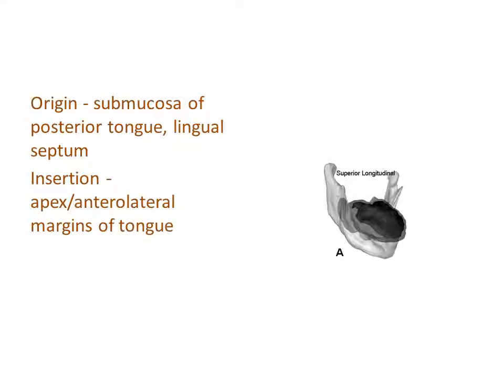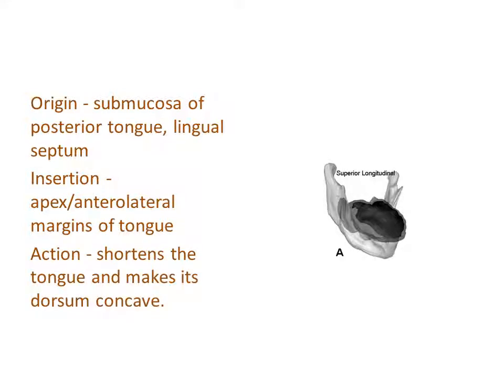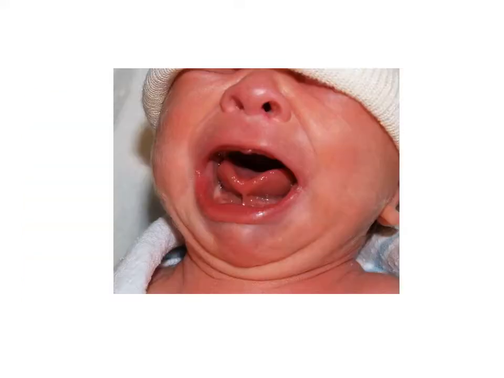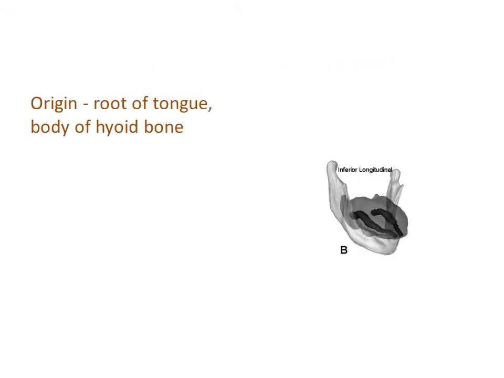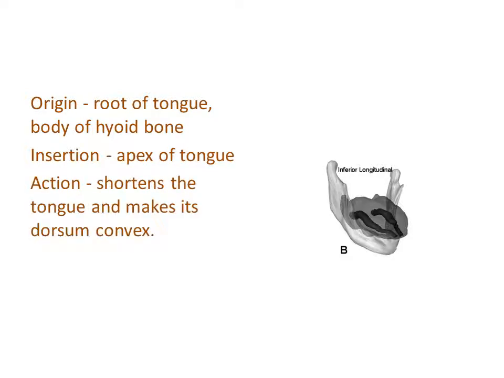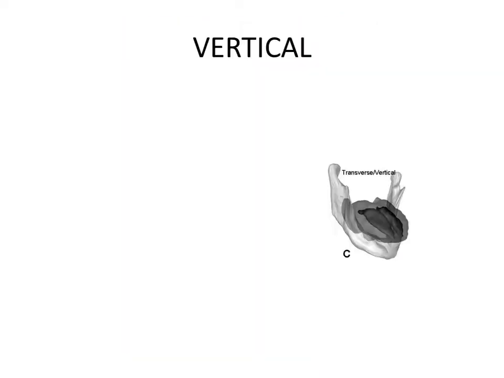These superior longitudinal muscles insert into the apex or anterolateral margins of the tongue, so covering the whole superior surface of tongue. Action: shortens the tongue and makes its dorsum concave, like this. The next one is inferior longitudinal group. It arises from the root of the tongue and body of hyoid bone. Insertion in the apex of the tongue. Action: again shortens the tongue and makes its dorsum convex, just like this.